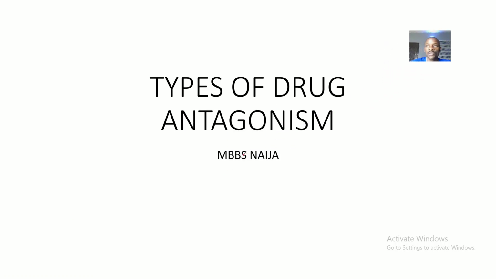This lecture will be talking about the types of drug antagonism. We spoke about antagonism the first time when we were talking about drug receptor interactions, where we said that there is antagonism and there is agonism. We could say antagonist, agonist. An antagonist is basically a substance that will bind to a receptor and will not activate the receptor.